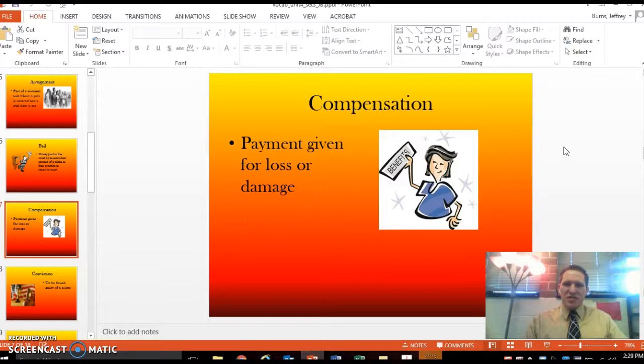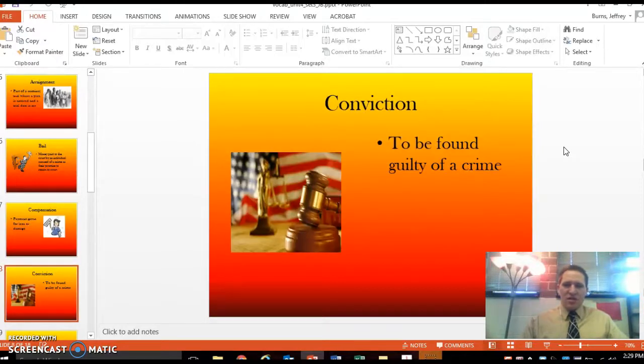We got compensation. Compensation is when you are getting sued. It's money that you must pay if you lose the case. It's money that you must pay for loss or damage. Trying to seek compensation, trying to put a fiscal number to a crime. Very hard to do, but sometimes you can sue someone and get damages. That's compensation.